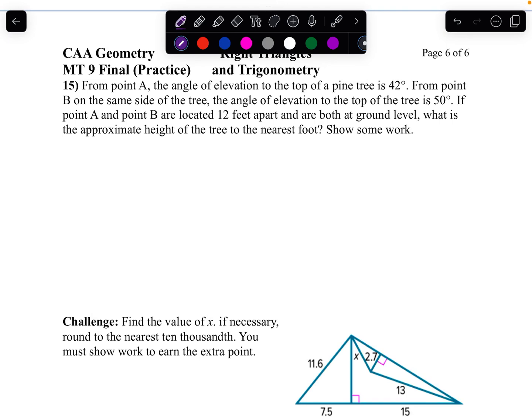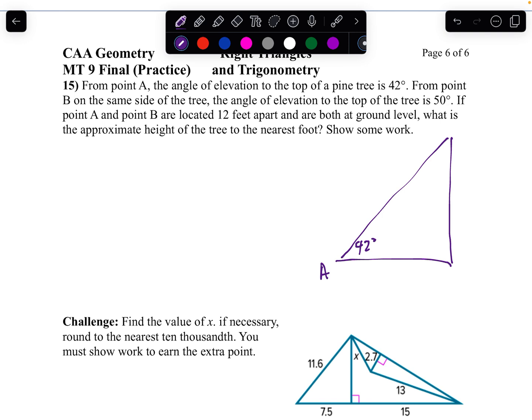On question number 15, I think it's probably the most complicated question on our practice test. So we have this pine tree, and from point A, we look up, it's an angle of elevation of 42 degrees. So I'll draw that in here. So this is 42 degrees. We call this point A, and then that's all we know.